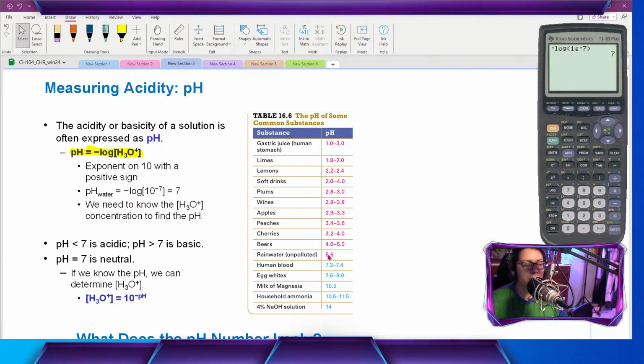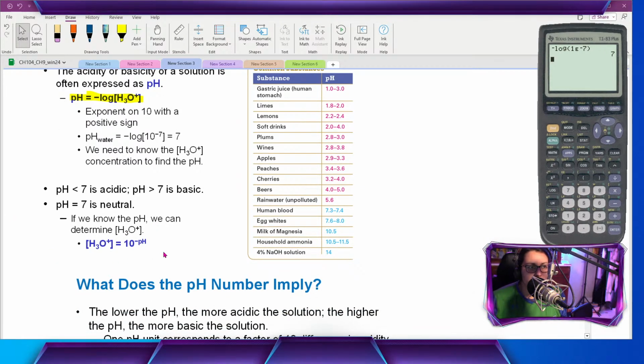rainwater, a little acidic, is 5.6. Human blood is kept at a tight buffer, so that's going to be a pretty small range of 7.3 to 7.4. And then egg whites are slightly basic. Milk of magnesia, maybe you've taken this when you've had an upset stomach, so that's basic. And then ammonia is obviously pretty basic. And then, of course, we go to sodium hydroxide.